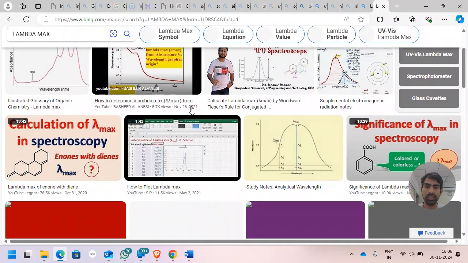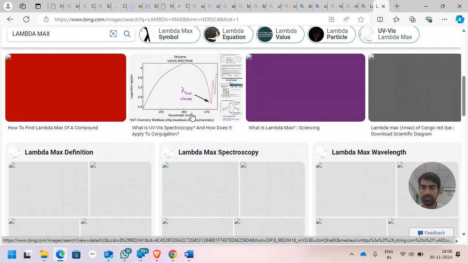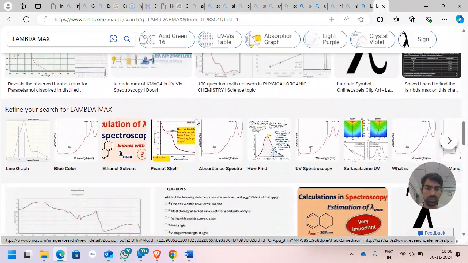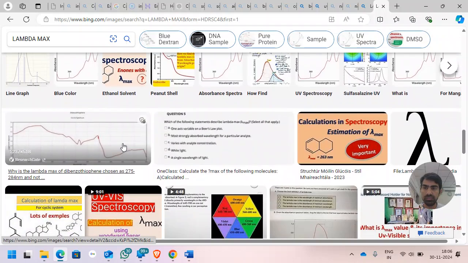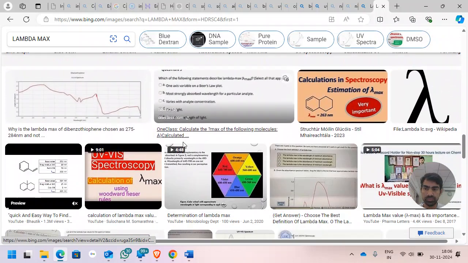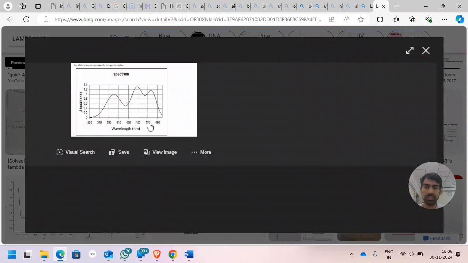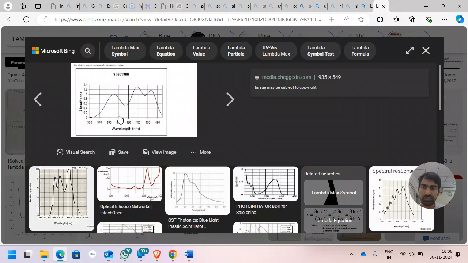we'll see some images of how we measure lambda max. We'll see if we get some good image. This is not good. Okay, we'll try with this.